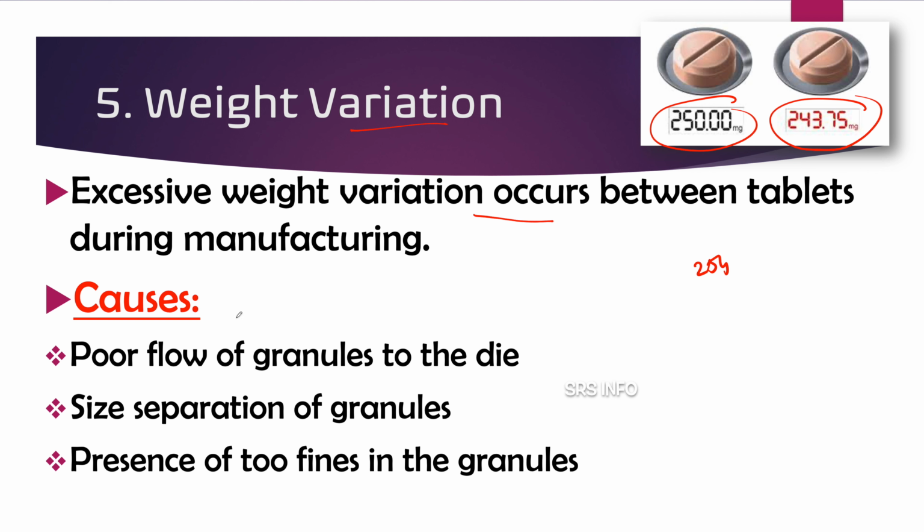Clear? So what are the main causes? The main reasons are, one is the poor flow of granules to the die. The granules should properly reach the die in a proper flow. Because the machines are moving in a proper manner, the granules should flow properly. If the granulation is not proper, sometimes the granules cannot flow properly. Sometimes they may stick into the die or into the punches, etc. So poor flow of granules may lead to weight variation.